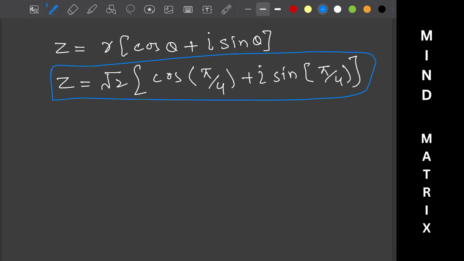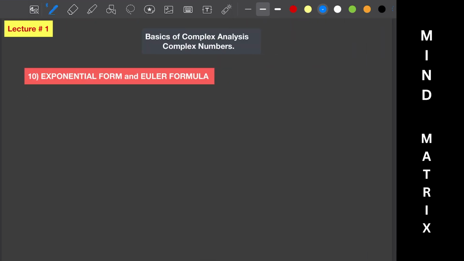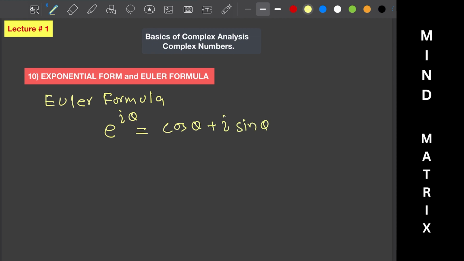Now let's move toward our next topic, which is exponential form and Euler formula. Let's find out what Euler formula is first. e power iota theta equals cos theta plus iota sin theta. This is the Euler formula. Let's find the proof of this formula.